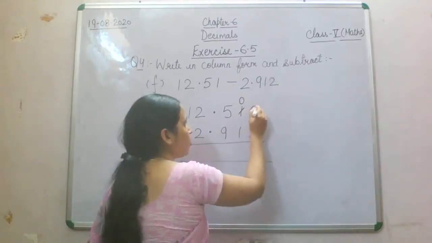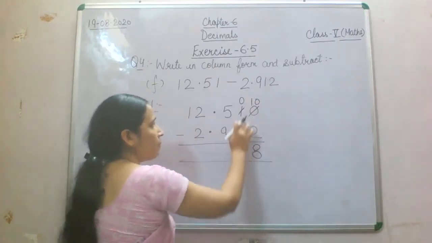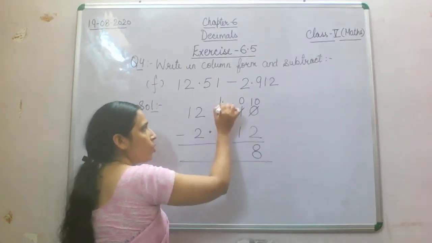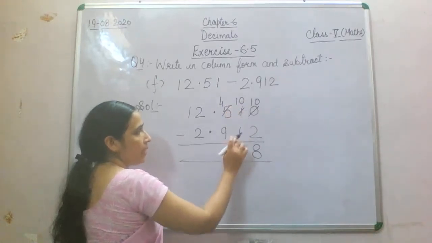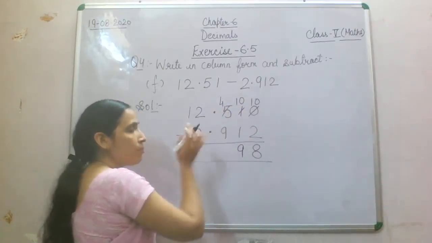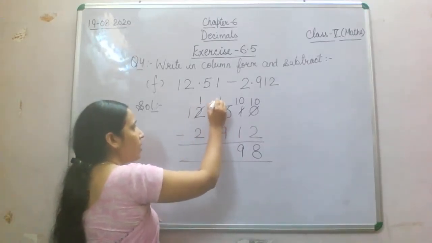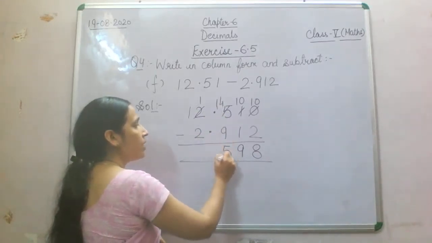This will become 0 and this will become 10. 10 minus 2, what will you get? 8. Now from 0 you cannot subtract 1, so this 0 will borrow from this 5. This will become 4 and this will become 10. 10 minus 1, what will you get? 9. Now from 4 you cannot subtract 9, so 4 will borrow from this 2. This will become 1 and this will become 14. 14 minus 9, you will get 5.